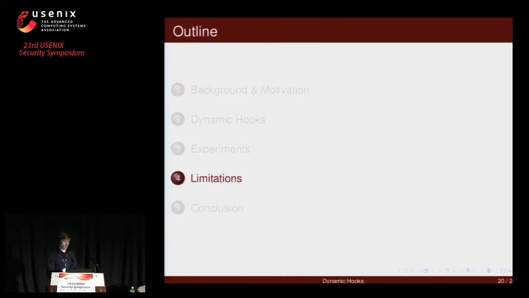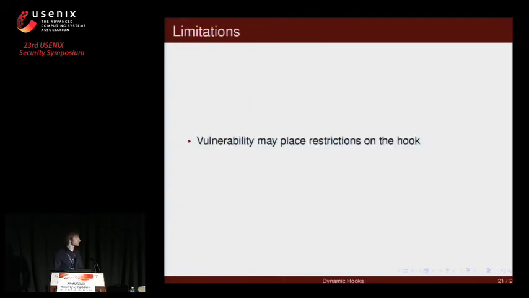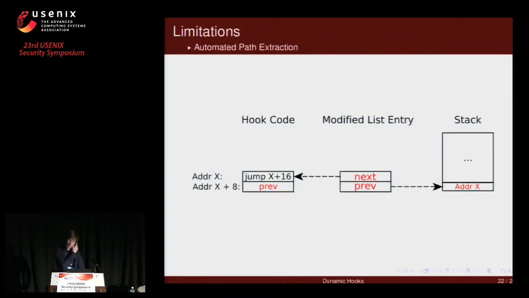So dynamic hooks, of course, also have some limitations. So first of all, the vulnerability that we use for the dynamic hook may place some restrictions on the hook itself. So as we saw in our example at the beginning, we are not only writing the next pointer into the address pointed to by pref, but we're also writing pref into the address pointed to by next plus 8, as you can see here on the left side. So we essentially write into our shellcode. And we have to somehow mitigate this problem, and generally we have to find a location for our hook code that is writable and executable.